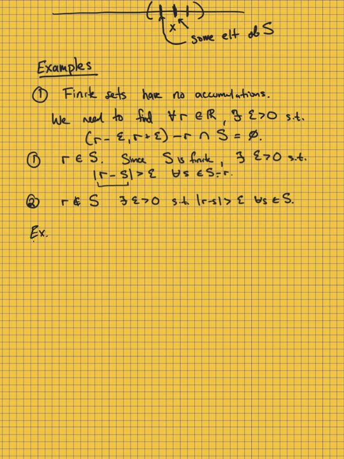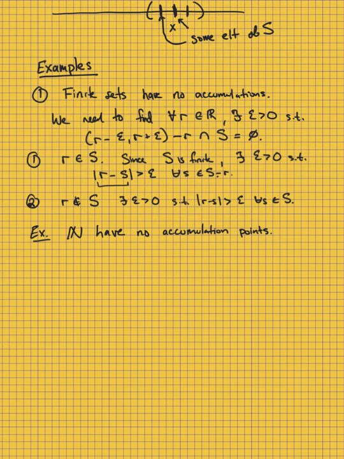Example: N, the natural numbers, have no accumulation points. Okay, so I won't prove this. It's essentially the same proof as we saw for the finite sets. If you take any real number, there's going to be some epsilon greater than 0. Either that real number is in the naturals, and then you can take epsilon to be a half, or it will not be in the naturals, and you just have to take epsilon smaller than the minimum distance to a natural. Okay, and you're going to be able to find such an epsilon.